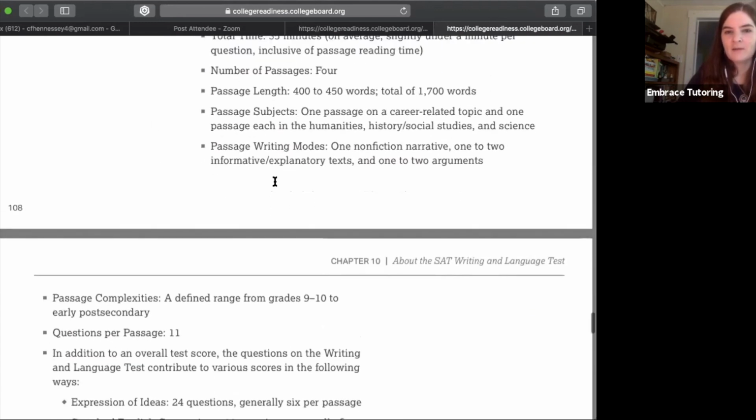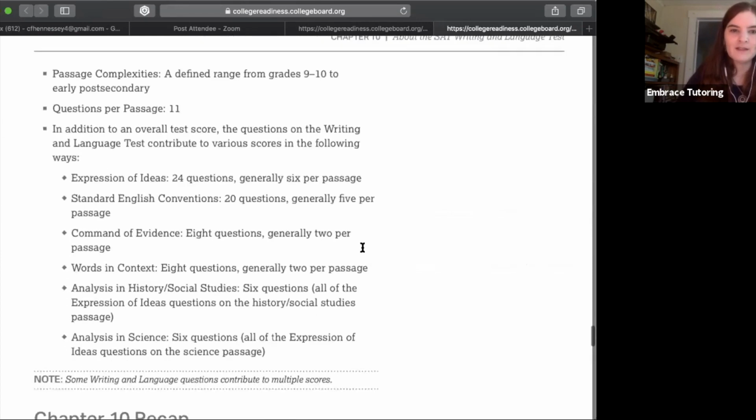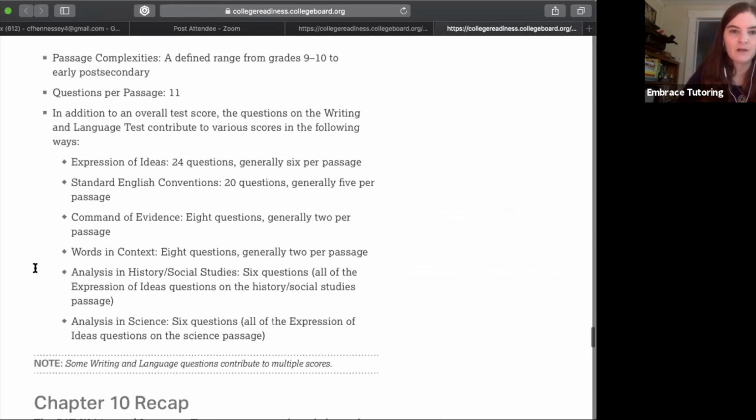And then the type of subjects, we just went over the writing modes for the passages. So you'll have 1 nonfiction narrative, 1 to 2 informative or explanatory texts. That can include informational and other forms of expository writing, and then 1 to 2 arguments in general. And then again, complexity levels and question numbers are about the same.